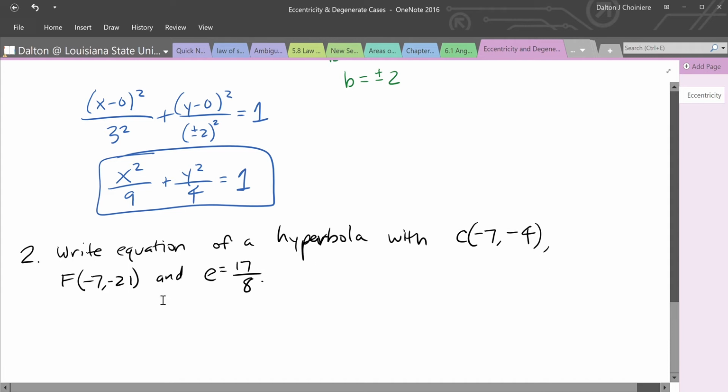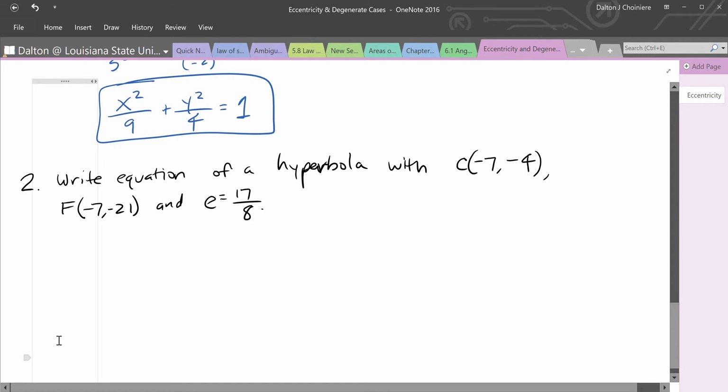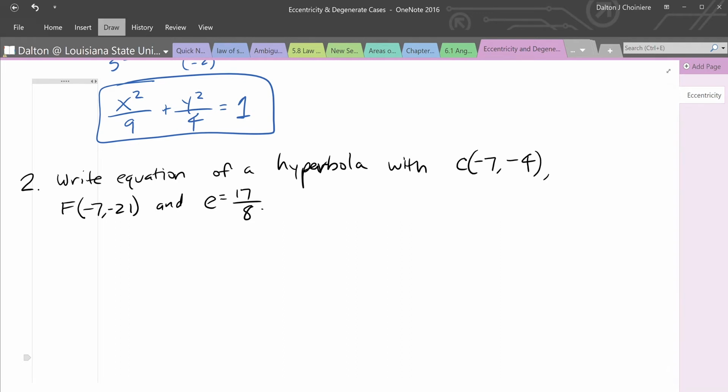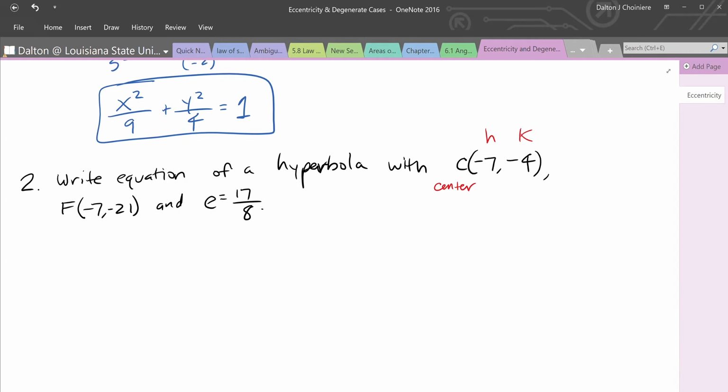And again, I need you to remember that in order to write the equation of an ellipse or a hyperbola, you need H and K and A and B. Well, off the bat, you're in pretty good shape. Remember, C stands for the center point. This doesn't stand for C as the distance. So off the bat, you're starting with H and K, which is great. So you're halfway there. The other things that we need are A and B.